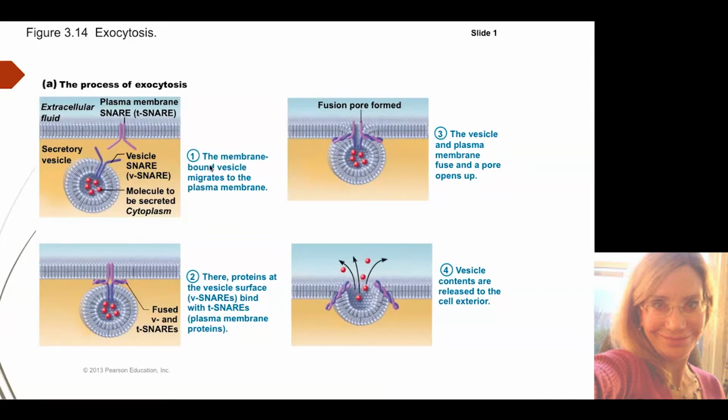The membrane-bound vesicle migrates to the plasma membrane, and this fusion pore will be formed. The vesicle and the plasma membrane fuse, and this opens up a pore. The vesicle contents are then released to the cell exterior, and that's the end.